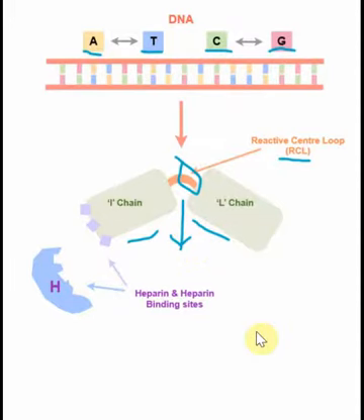However, antithrombin is helped along by heparin, another protein. Heparin binds to specific heparin binding sites on the I chain of antithrombin. We're now going to have a look at how antithrombin works in the body.